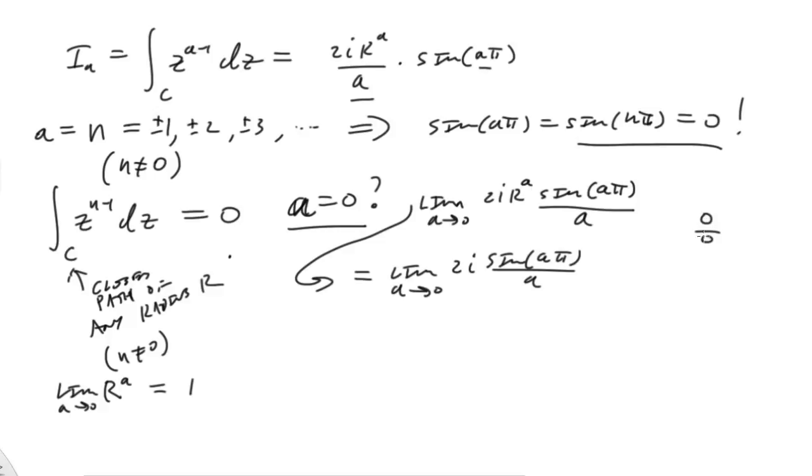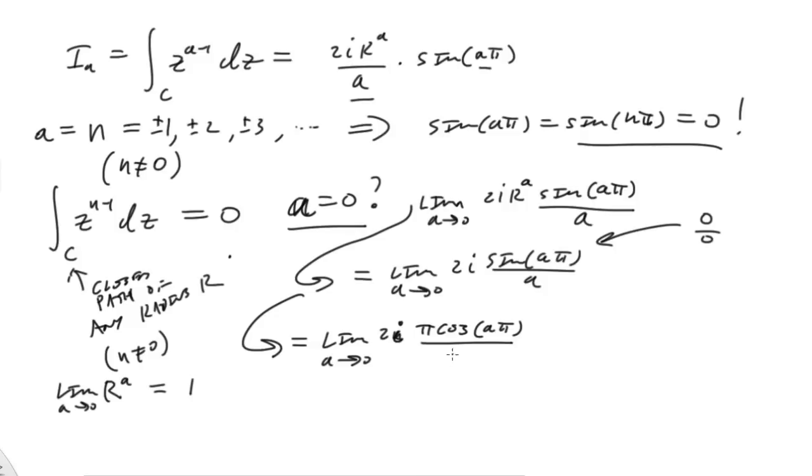What we have here is a 0 over 0 condition, so this is a candidate for using L'Hopital's rule. So we can rewrite that as the limit, as a goes to 0, of 2i times the derivative of the top, which is pi times cosine of a pi, all over the derivative of a, which in this case is just 1. And of course cosine of a pi as a goes to 0 is simply 1 as well. So the result is just 2 pi i. So now we have a very famous result.